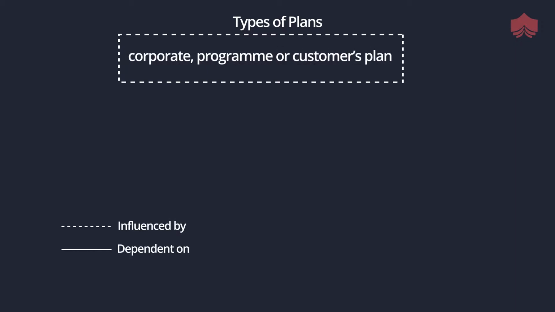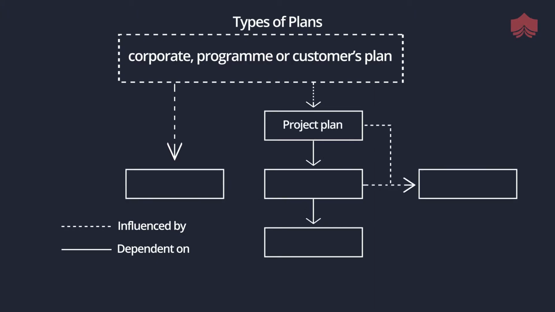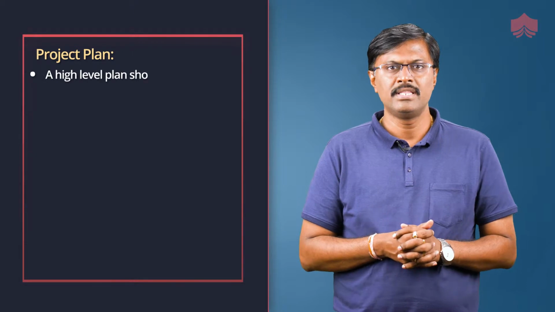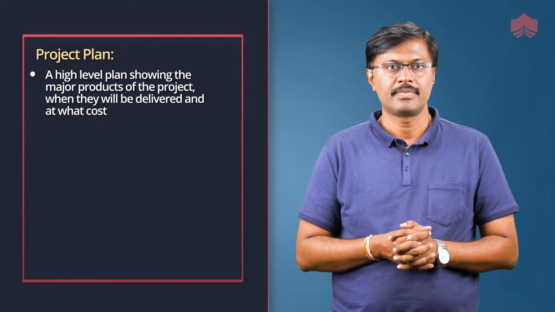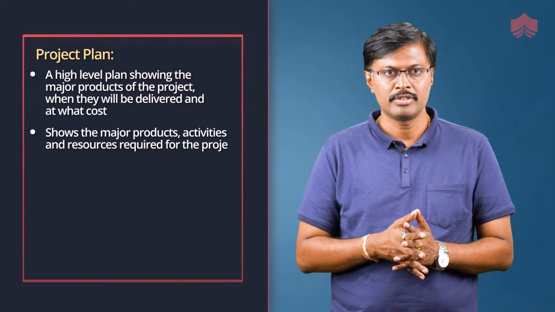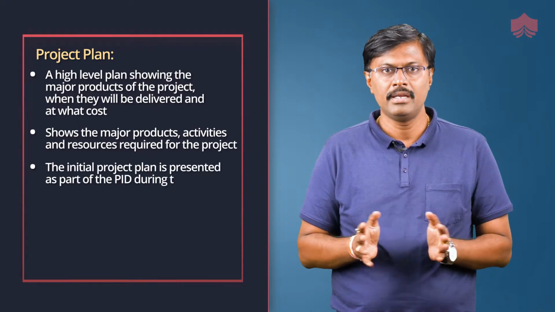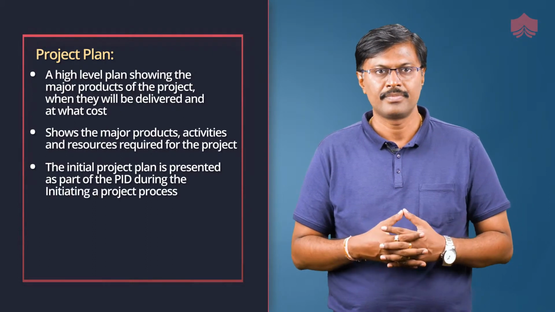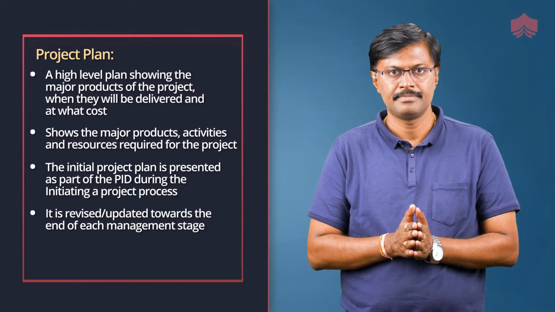PRINCE2 recommends 3 levels of plans: plan for entire project, planning at stage level and a team plan. Project plan is a high level plan showing the major products of the project, when they will be delivered and at what cost. It shows the major products, activities and resources required for the project. The initial project plan is presented as part of the PID during the initiating a project process. It is revised and updated towards the end of each management stage.